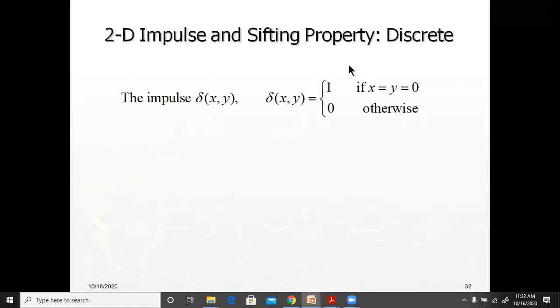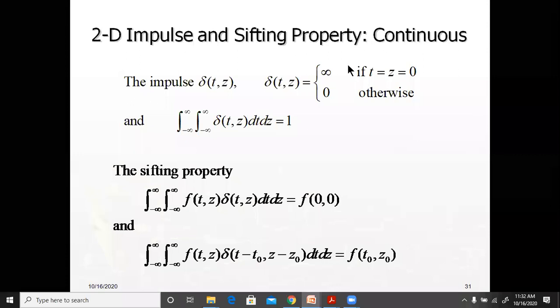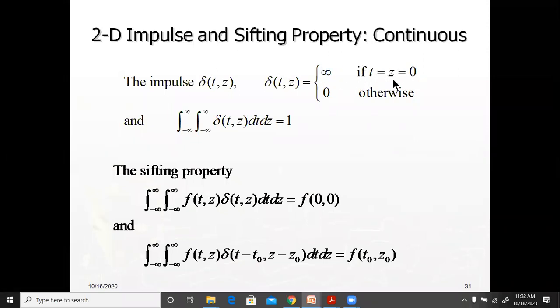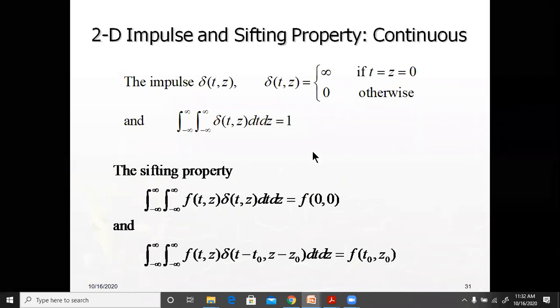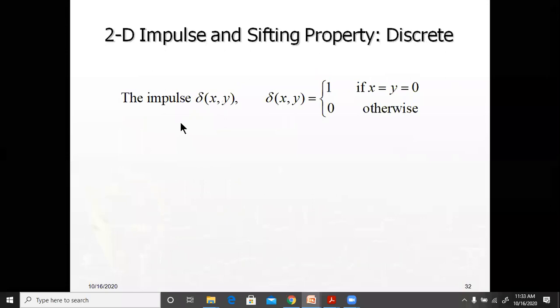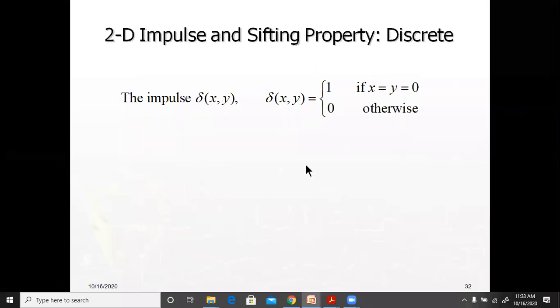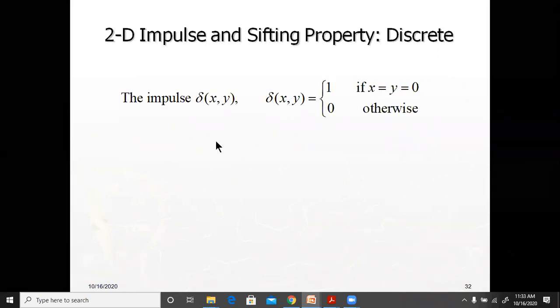Now, if you take a discrete case, that was a continuous case. Whenever we talk about the continuous case, the impulse will be infinity at t equal to z equal to 0 and 0 otherwise, and whenever the continuous case is there, we'll have integration. Whereas in a discrete case, when we have an impulse del of x, y, that will be equal to 1 if x equal to y equal to 0 and 0 otherwise. This will no more be infinity.